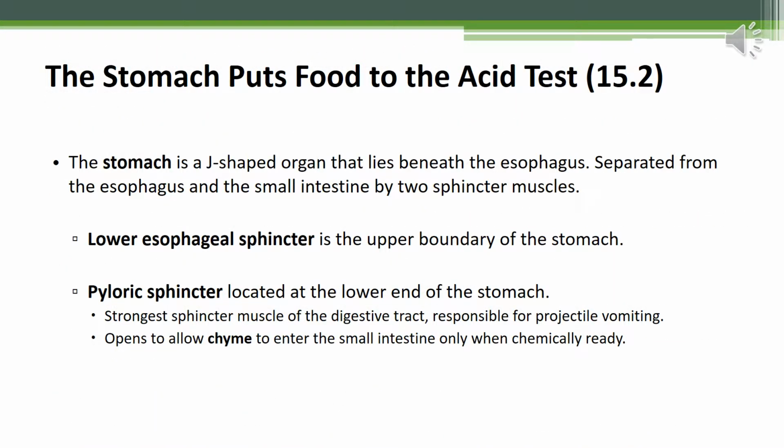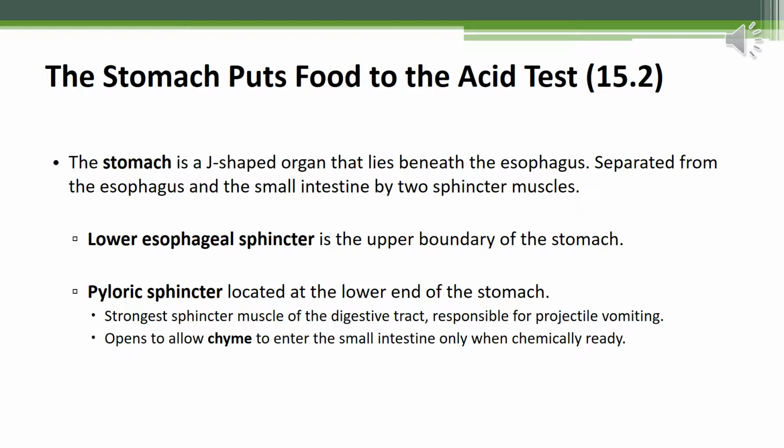Section 15.2, the stomach puts food to the acid test. And obviously the stomach must be pretty important to digestion, seeing as it has its own section. The stomach is a J-shaped organ that lies right beneath the esophagus, and it's separated from the esophagus by a sphincter muscle, and it's also separated from the small intestine by a sphincter muscle. The lower esophageal sphincter defines the upper boundary of the stomach, and then the sphincter which separates it from the small intestine is called the pyloric sphincter, located at the base of the stomach.